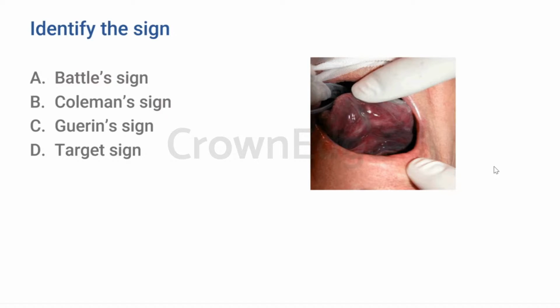So, what is it that you can see over there? It's a typical classic feature which you're never supposed to forget and miss when you're examining. Anybody? Guerin sign. Go ahead. I want all of you present over here to take a guess. If you could explain why it is and why it happens, that's even better. Go ahead.